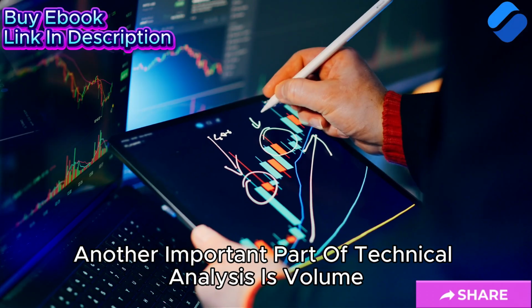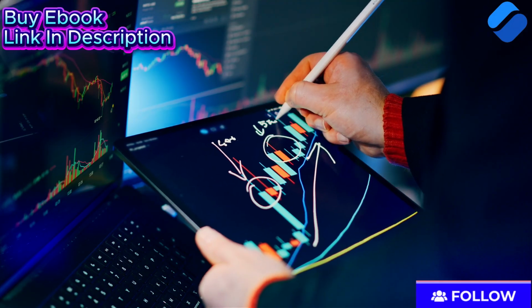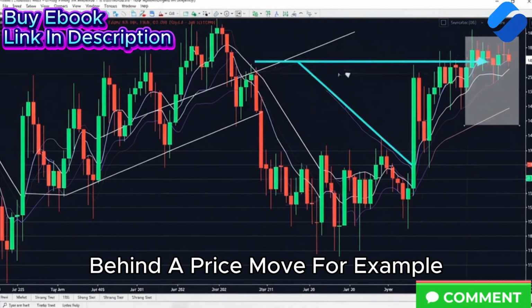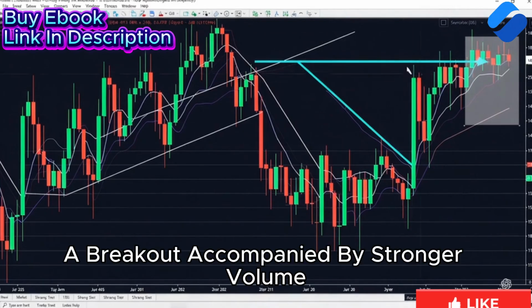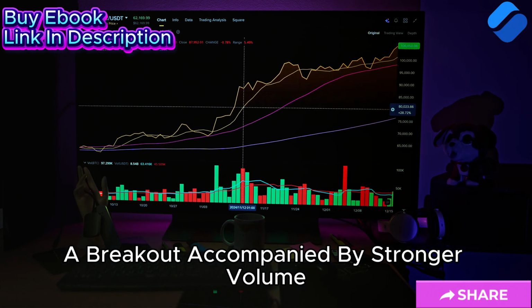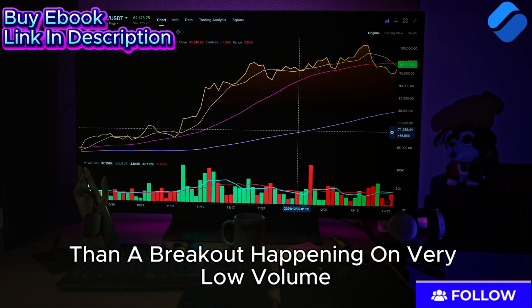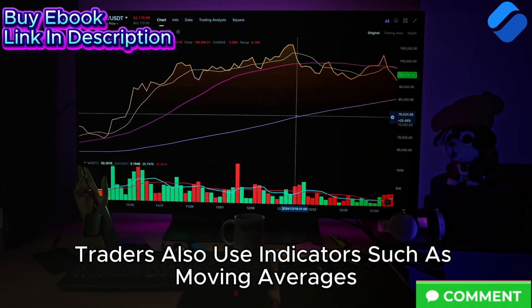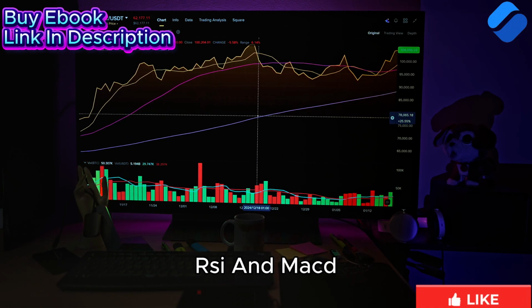Another important part of technical analysis is volume. Volume can help you understand how much trading activity is happening behind a price move. For example, a breakout accompanied by stronger volume may attract more attention than a breakout happening on very low volume. Traders also use indicators such as moving averages, RSI, and MACD.